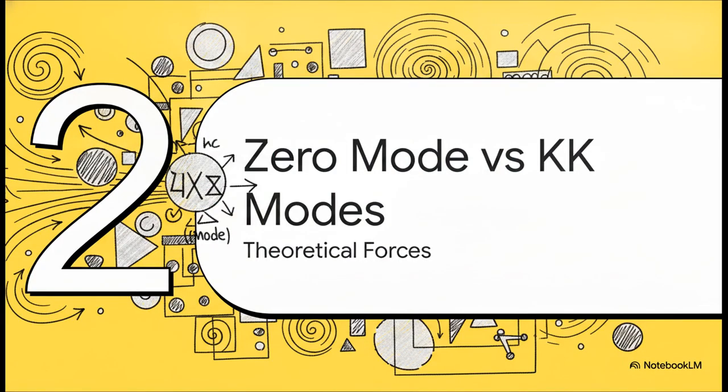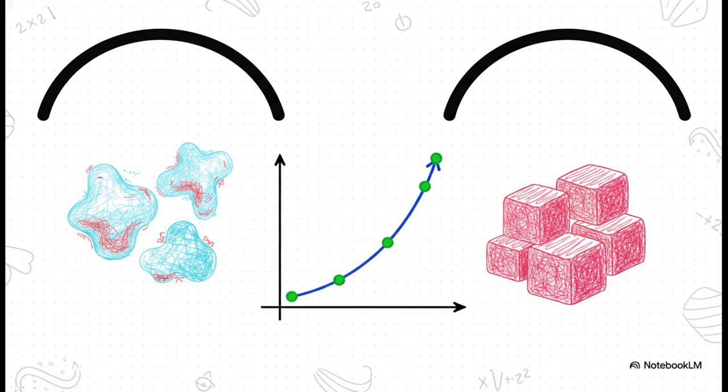Moving on to section 2, zero mode versus KK modes. To really understand how that initial live-image value is calculated, we have to look at the balance between two competing theoretical forces within this framework. And this brilliantly illustrates the duality the author sets up. On one side, we have the zero mode, which governs 4D gravity.